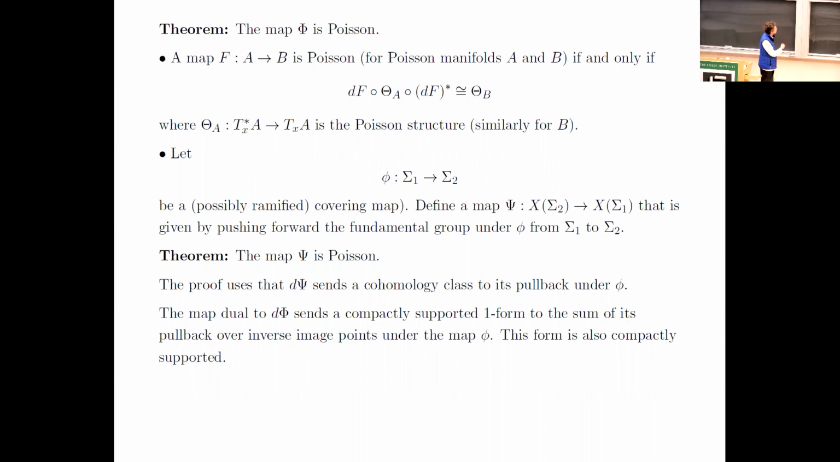This uses that the map d psi sends a cohomology class to its pullback under little phi. And the map that is dual to d phi sends a compactly supported one form to the sum of its pullback over inverse image points under the map little phi. This new differential form is also compactly supported.